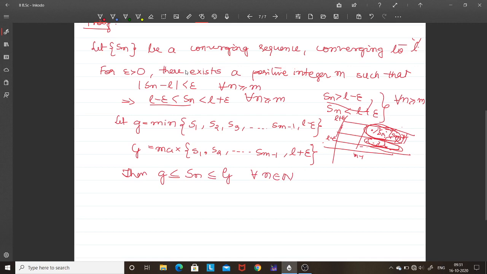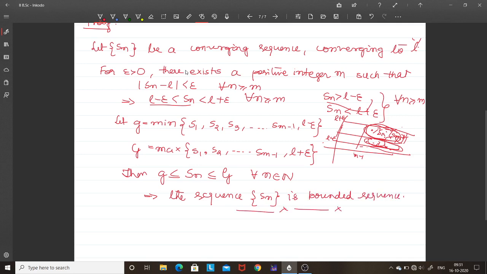N is a positive integer, so m is greater than or equal. See, bounded definition, which is bound. Here, see, Sn is less than or equal to G and Sn is greater than or equal to g, so it is bounded. Right? It lies between small g and capital G as real numbers. So it lies between the two. So therefore the sequence is a bounded sequence.